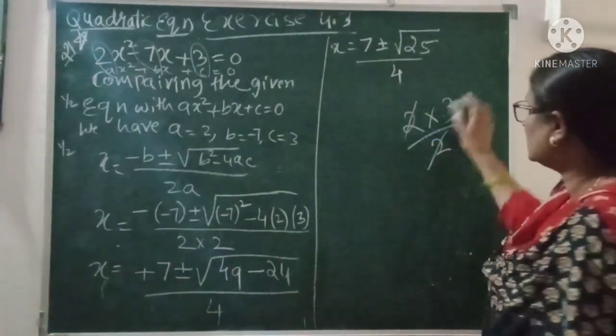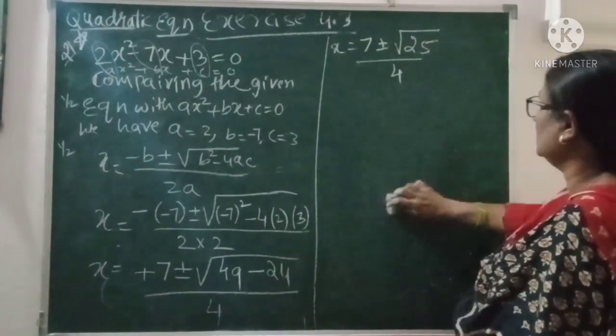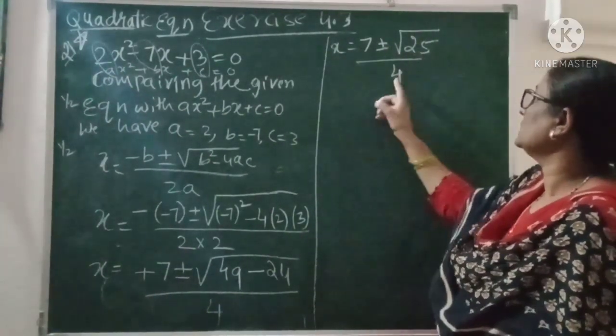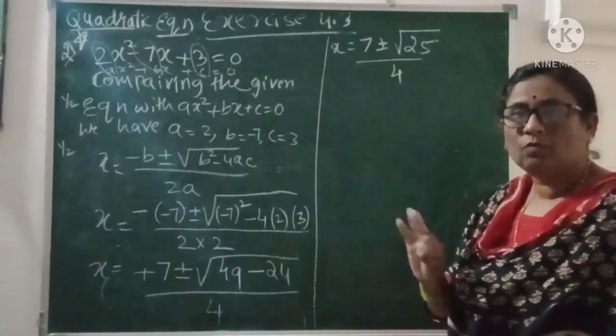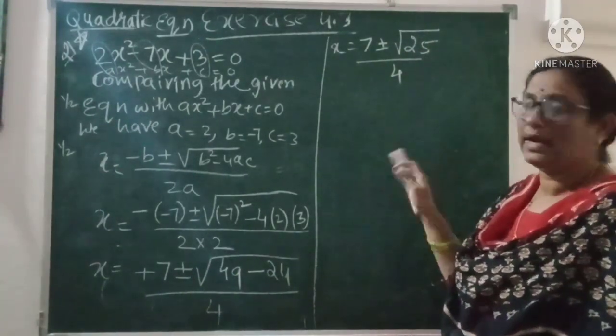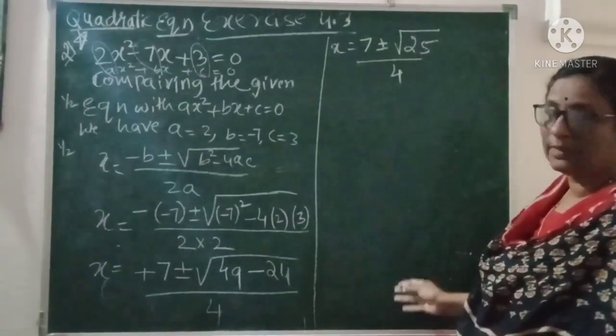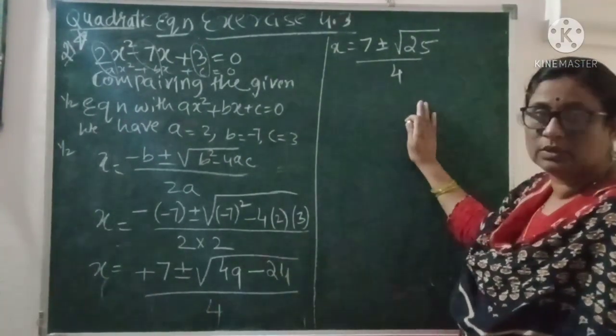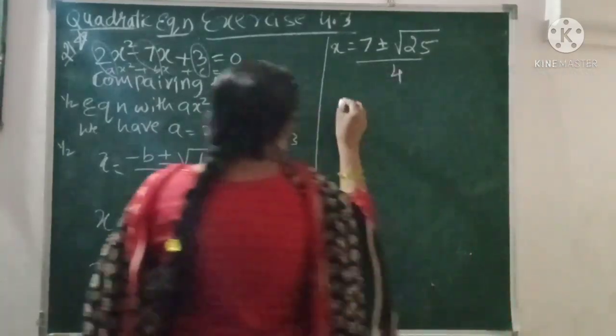Why I am stressing on this point is that I have seen most of the students cancelling the numbers with this or this one. So that is where you will lose the marks, and the next steps will be of no use. So children, don't do this cancellation. Okay, now look at this one.